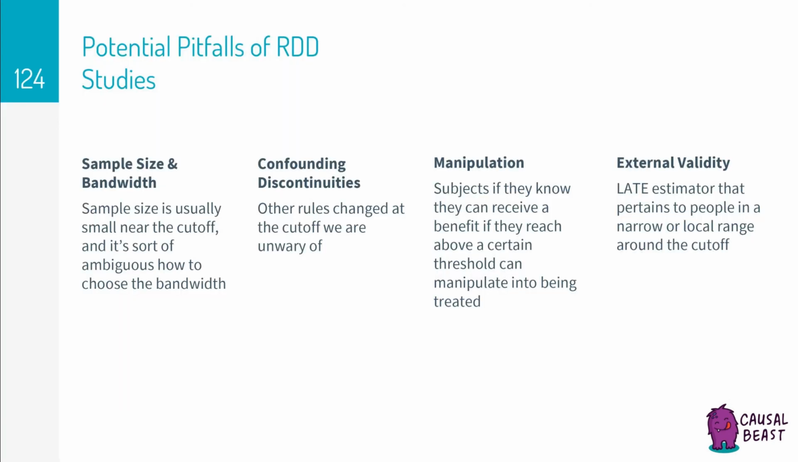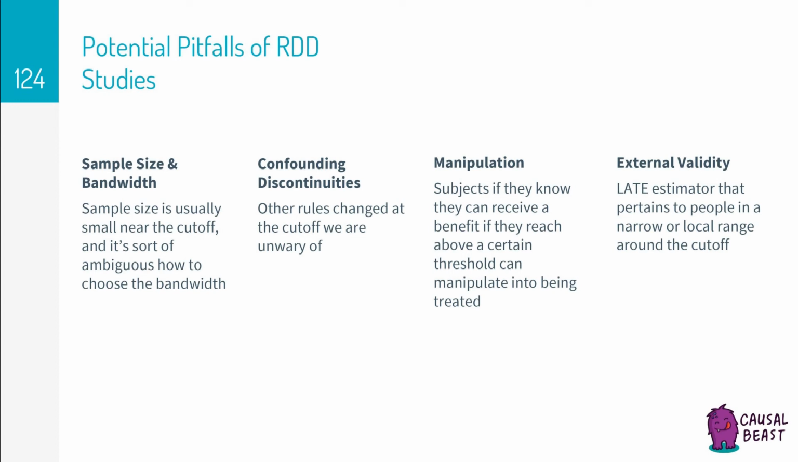While regression discontinuity is very intuitive and often really nice, there are a couple of potential issues that we have to be wary of. The first is one we've covered: the sample size is usually not very big at the threshold, and it's really ambiguous how we go about choosing a good bandwidth. We want to reduce unobserved differences between the two groups, but at what cost?